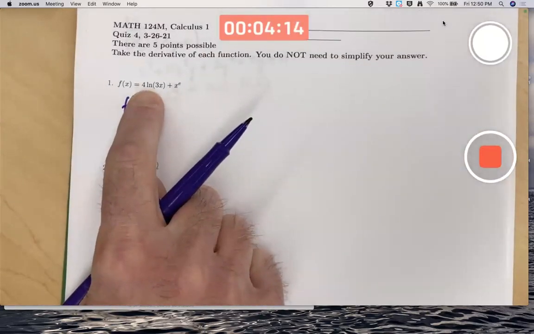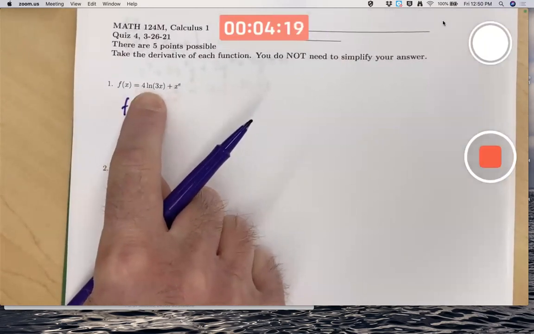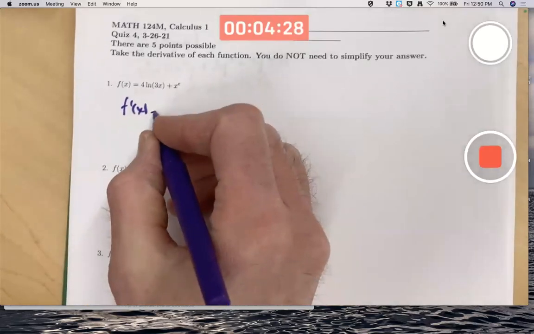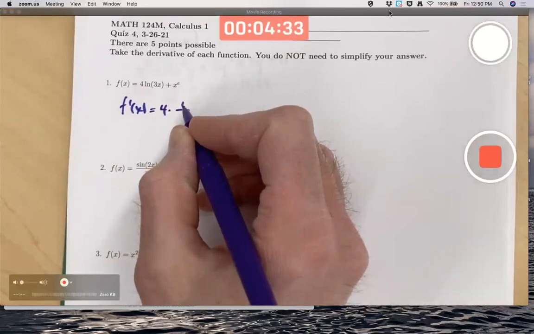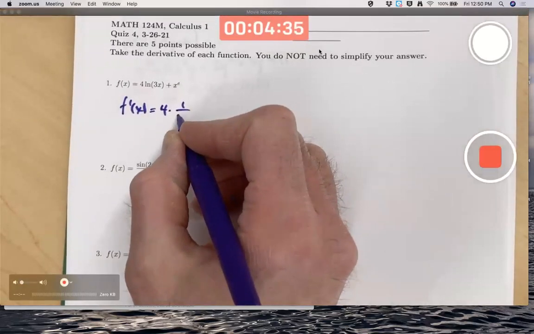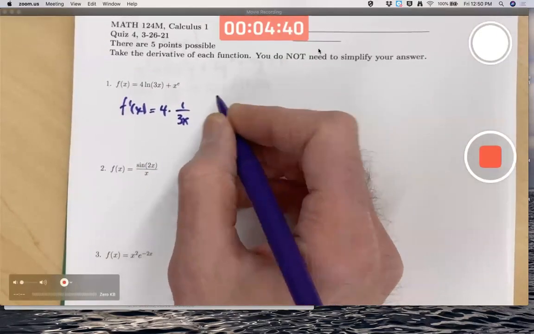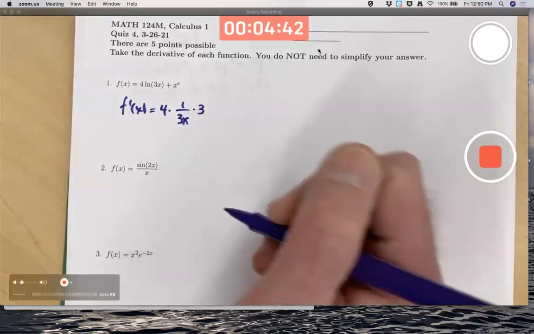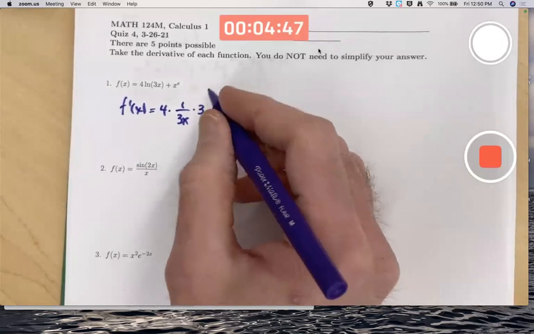Here, we need the chain rule, right? Because you got the 3x in there. If this were just 4 times natural log of x, we'd get a derivative of 4 times 1 over x, or 4 over x. Here we'd get 4 times 1 over 3x, plugging the inside function into the derivative, and then multiply times the derivative of the inside function. Although something interesting happens, the 3's do end up canceling.